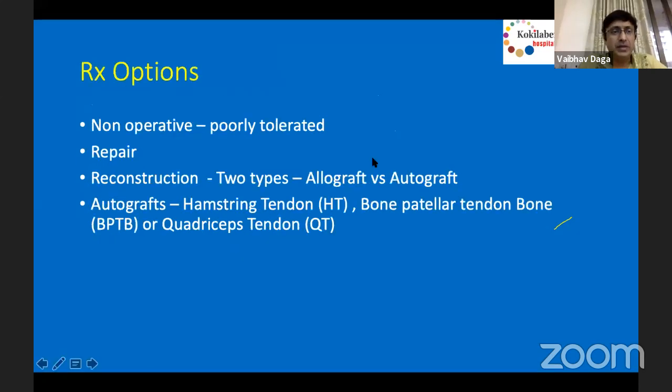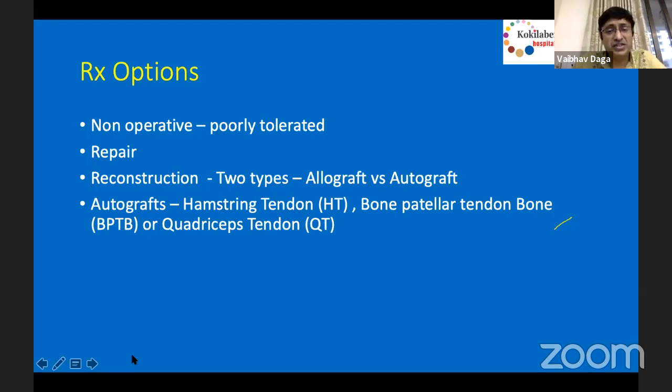Okay, the next one. What are the treatment options? We have seen the mechanism, the prevalence, and the incidence. So what treatment options do we have? Definitely there is a non-operative way of dealing with ACL injuries, which is not very well tolerated. There is repair, which is again not very well advanced. These days they are trying to repair an ACL in the latest studies, but still with not very great outcomes. The better outcomes are from reconstruction, the reconstruction of an ACL.